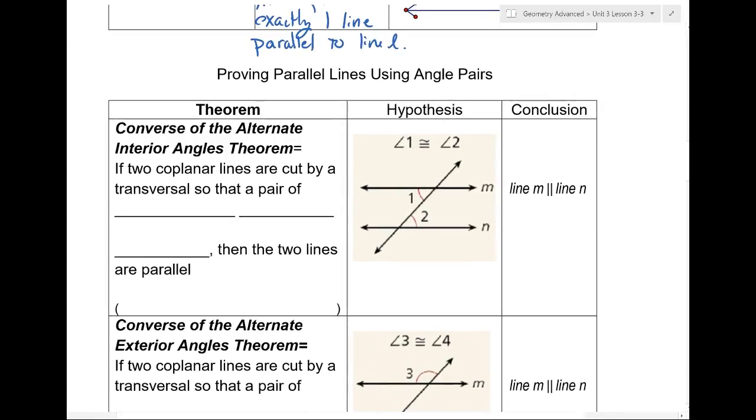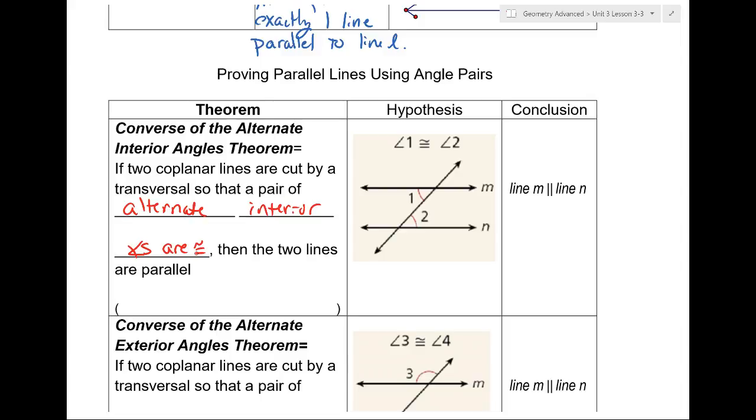These are all theorems that are going to prove lines parallel. First one, converse of the alternate interior angles theorem. If two coplanar lines are cut by a transversal so that a pair of alternate interior angles are congruent, then the two lines are parallel. And how many pairs do I need? Do I need both pairs of alternate interior angles being congruent? No, you only need one pair.